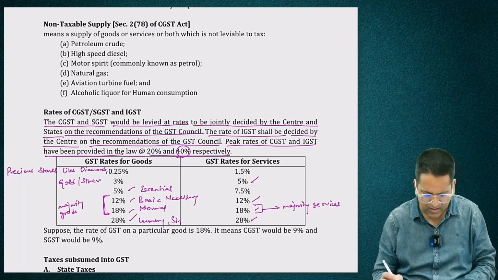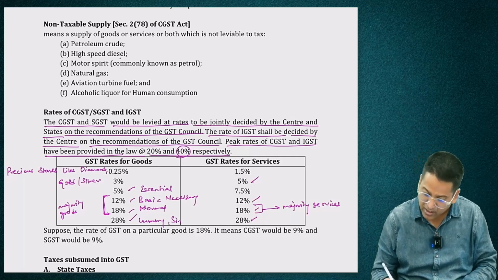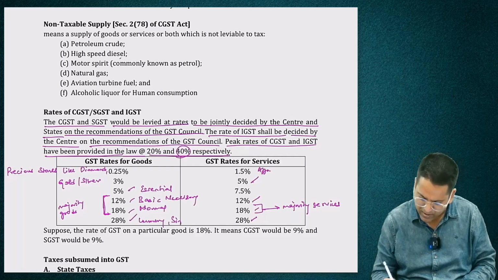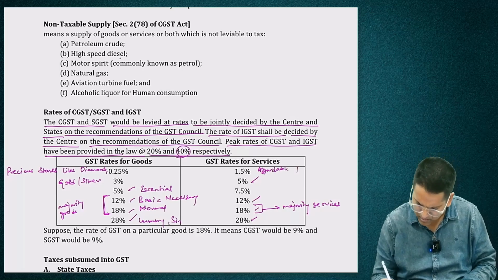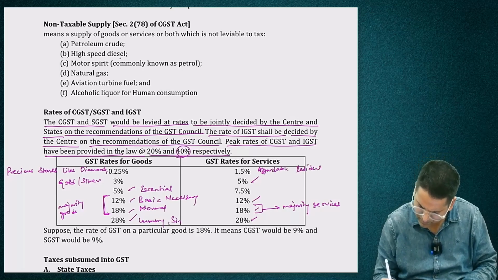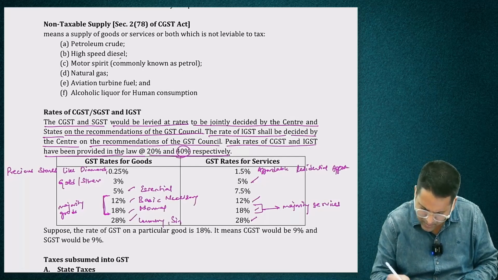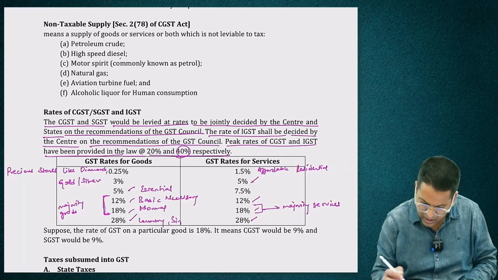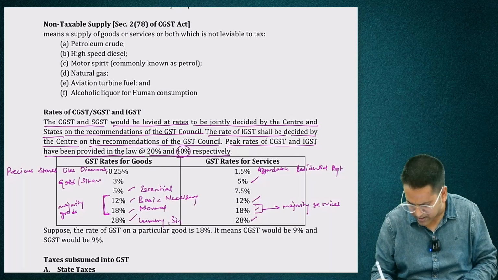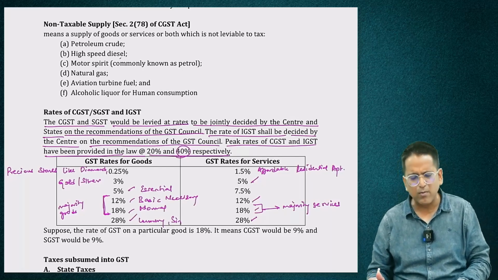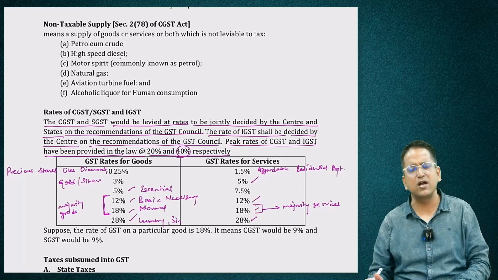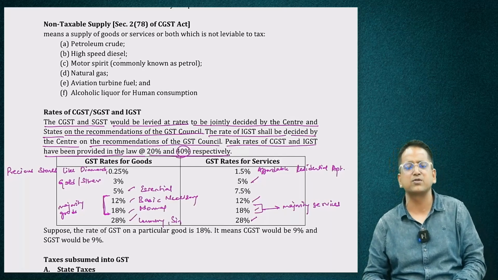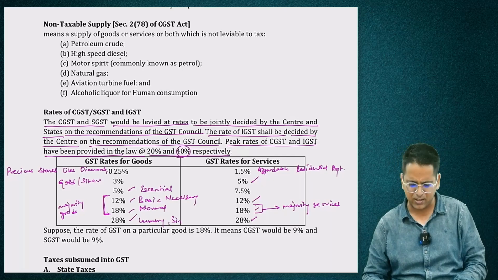Let's talk about services now. In 1.5%, affordable residential apartments. I had told you that GST is not applicable on immovable property. So you might ask, if GST is not applicable on immovable property, how can you say that if affordable residential apartments are sold, then 1.5% GST will apply on it?